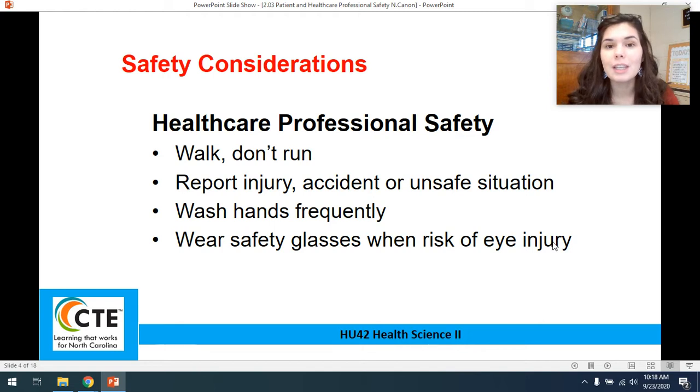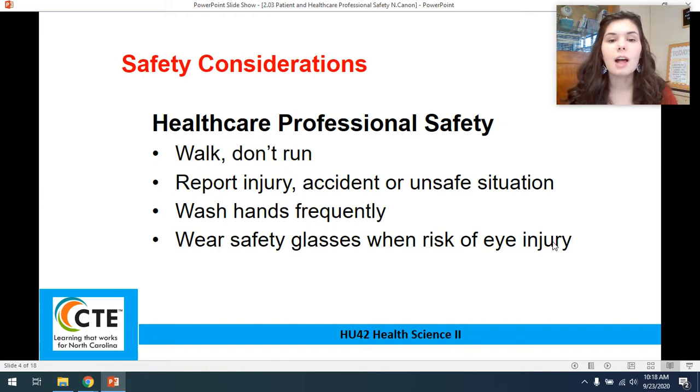Washing your hands frequently sounds really like common sense and something you would just do naturally, but it's really important to remember that you really need to wash your hands as often as possible, not only to keep your patients safe and you safe from bacterial infections and pathogens and things like that, but it's just really good practice. You never know what you've come in contact with in a healthcare facility, and you need to wash your hands as often as you can.